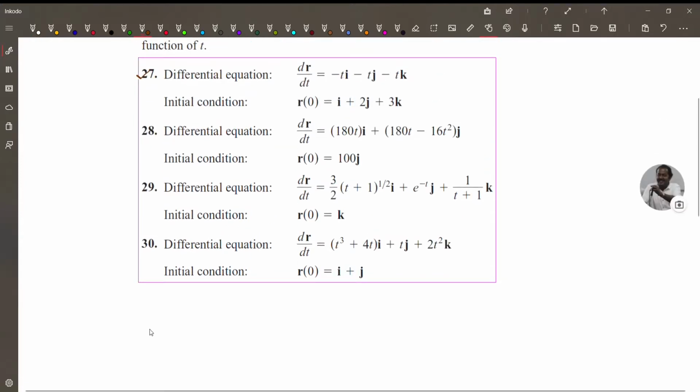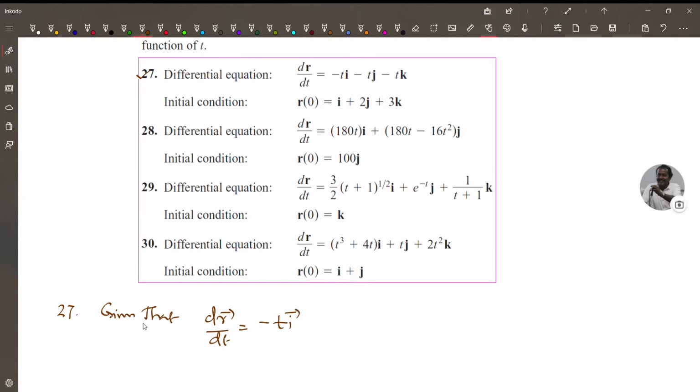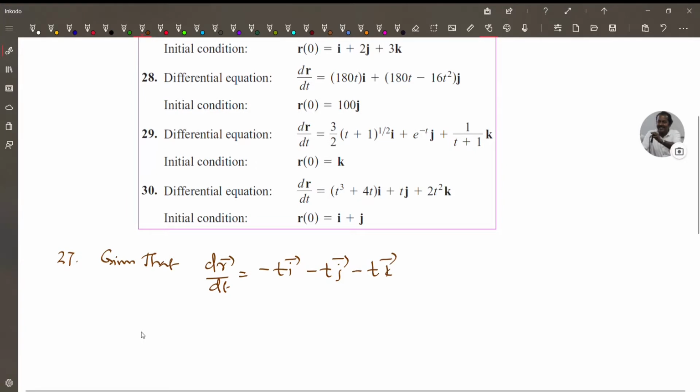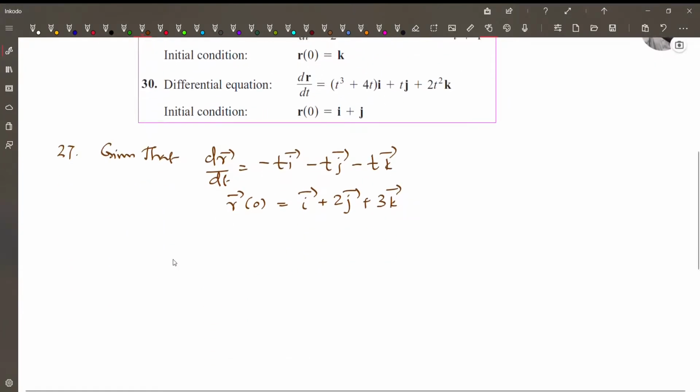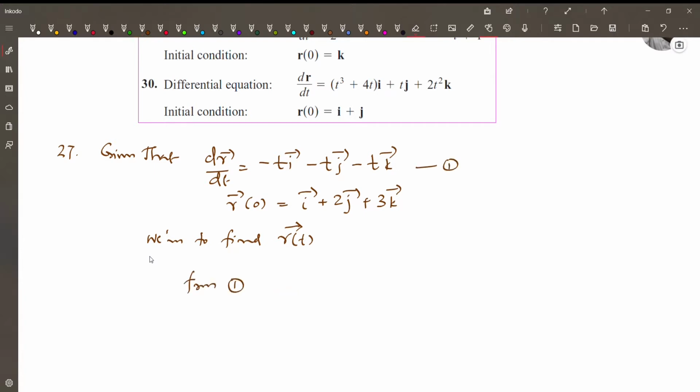So given that dr by dt equal to minus ti minus tj minus tk, and initial condition r of 0 equal to i plus 2j plus 3k. We have to find r of t. Take this as equation 1. From 1, r of t equal to integral minus ti minus tj minus tk dt.